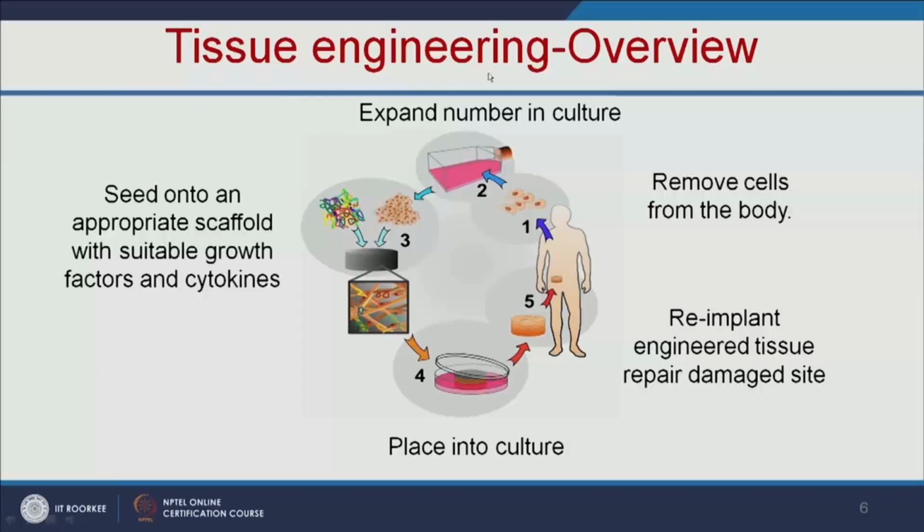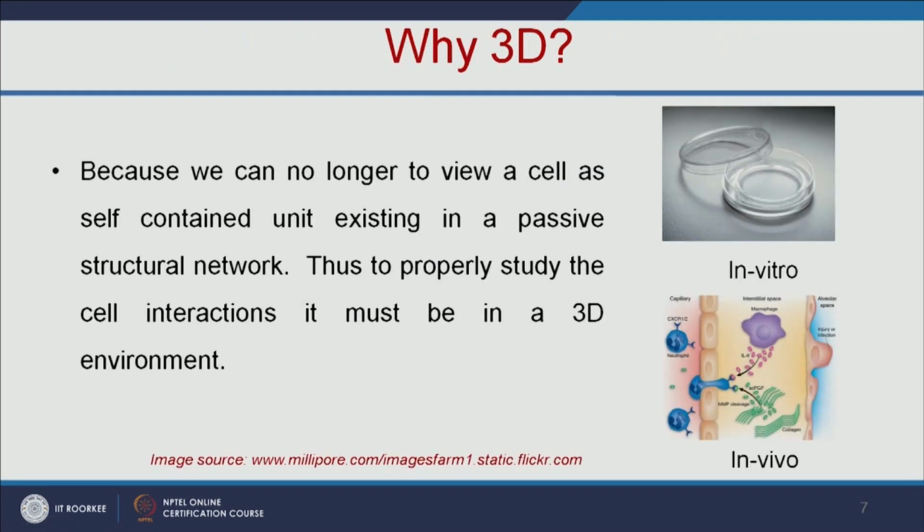So this is an overview of tissue engineering. The first step is we take the cells from the patient's body and grow the cells in the lab condition, and once we have grown a sufficient number of cells, we can seed the cells on the 3-dimensional scaffold. Then the cells grow on the 3-dimensional scaffold and we can implant them into the repair or damaged site. So we are re-implanting the engineered tissue to the damaged site.